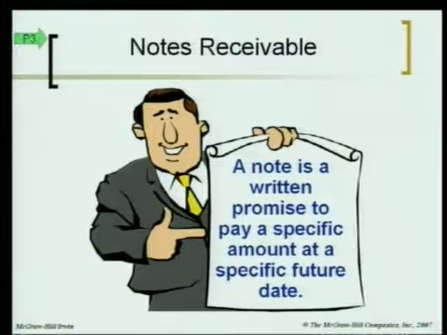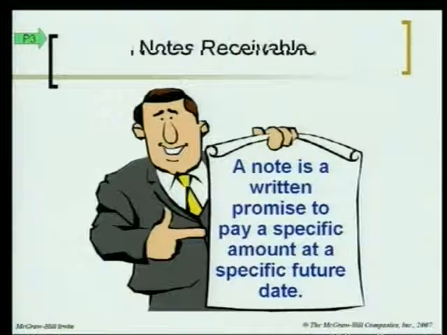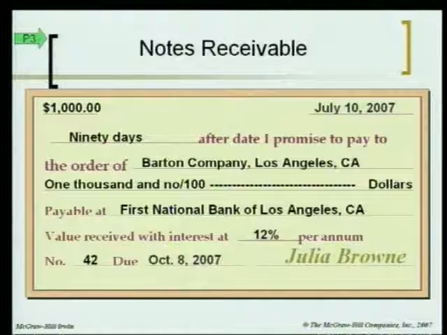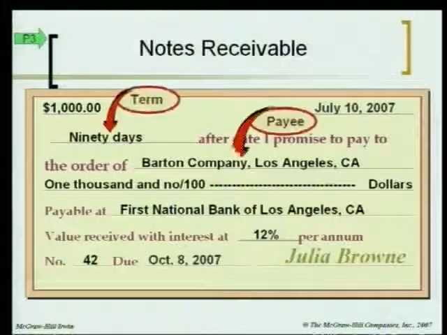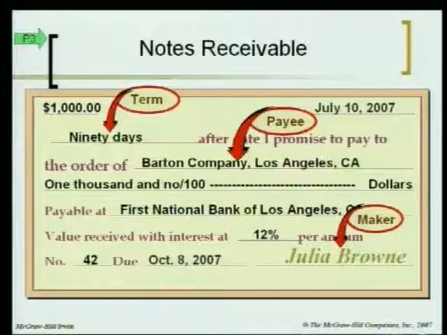Okay? A note receivable is a written promise to pay a specific amount at a specific future date. Now, what it might look like is something like this. 90 days after date, I promise to pay to the order of Barton Company $1,000. I'll pay it at that bank. The interest rate is 12% per annum. That means per year. And it's due August 8 of 07. And this note was written up there at July 2007. Okay? So we have the terms of the note. We have the payee. We have the maker of the note. The maker of the note is the person who has to pay eventually, the person that is going to have to disperse the cash to the payee.